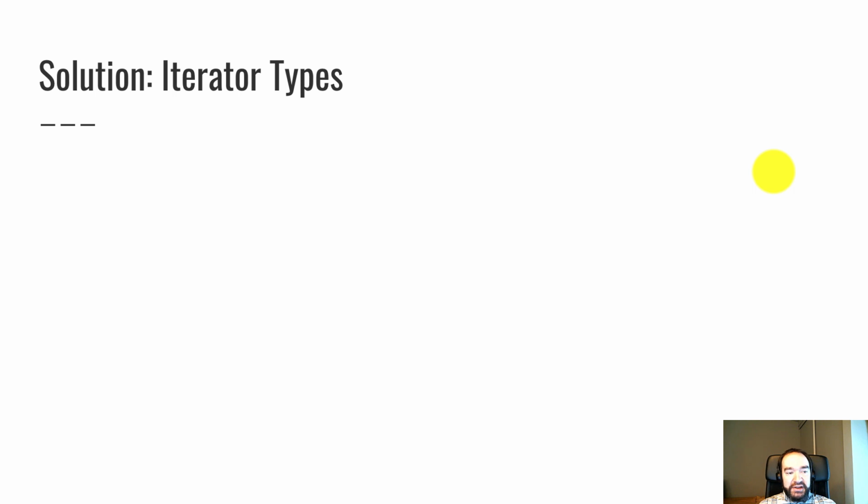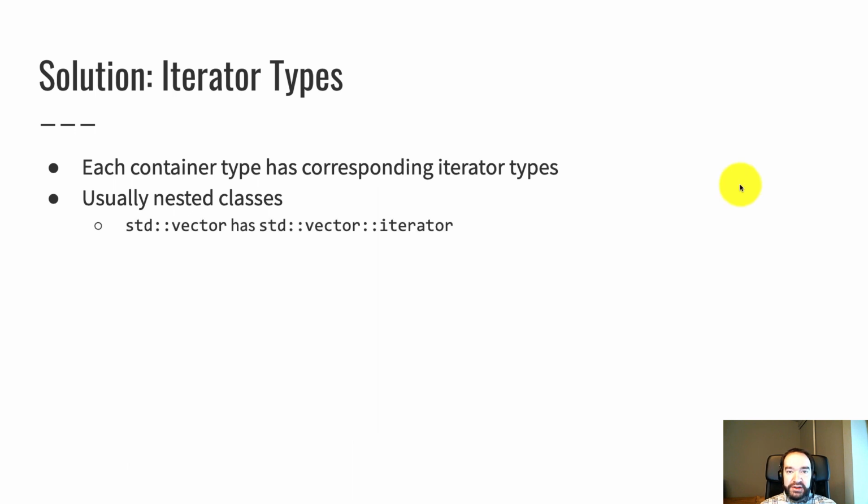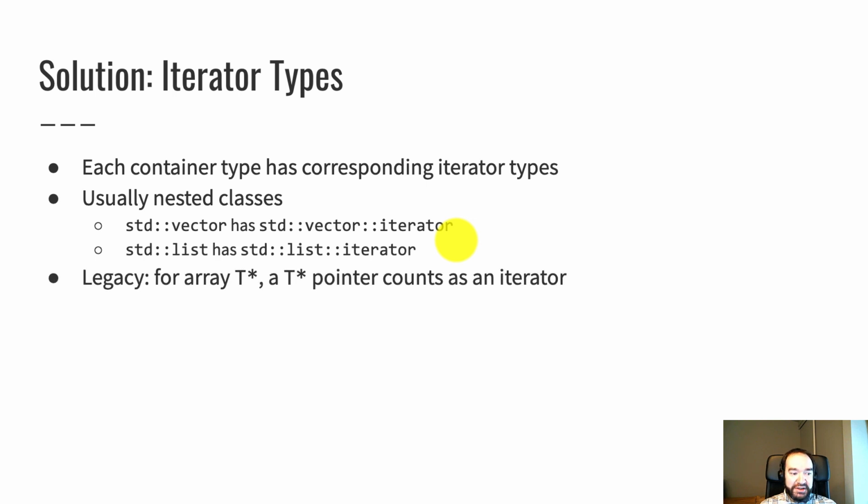So the solution is these iterator data types. Every container data type has a corresponding iterator type. They are usually nested classes. You can actually put one class inside of another class, and you use the double colon operator to distinguish them. So for example, std::vector is the familiar vector class. std::vector::iterator is another class that is an iterator into a vector. And likewise, std::list has std::list::iterator. std::list::iterator is a location within a std::list, and so on. That's true for the other collection types.